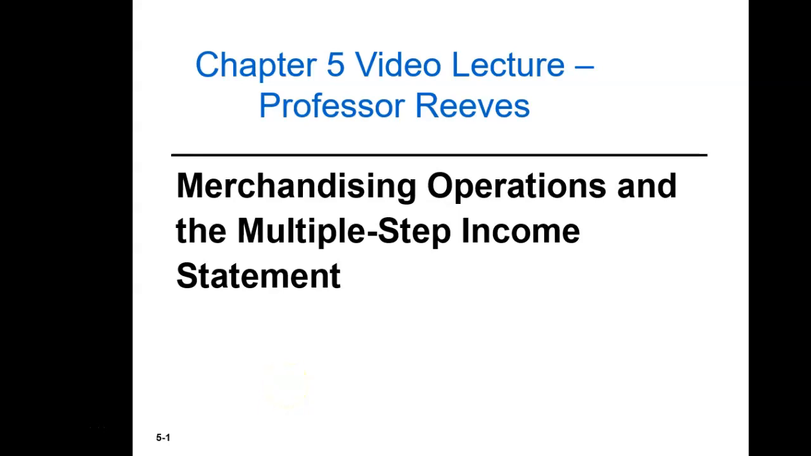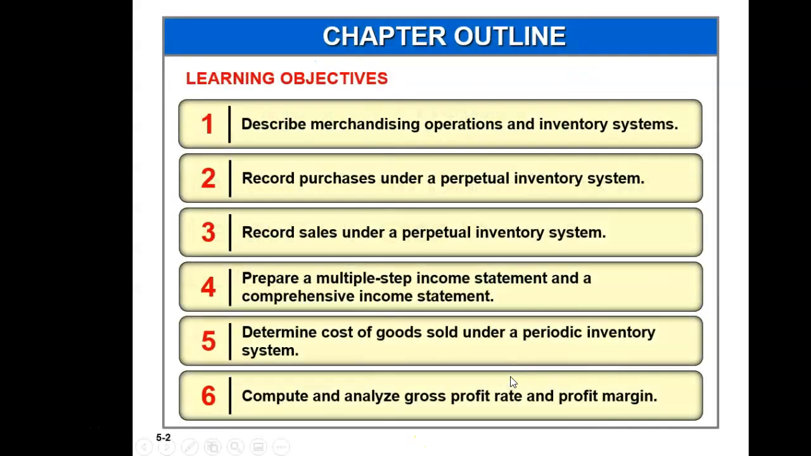Hello, everyone. Welcome to our Chapter 5 lecture covering merchandising operations and the multiple step income statement. We'll focus on inventory, merchandise inventory, and we'll look at what's known as the perpetual inventory system and how to record our inventory transactions under the perpetual inventory system.